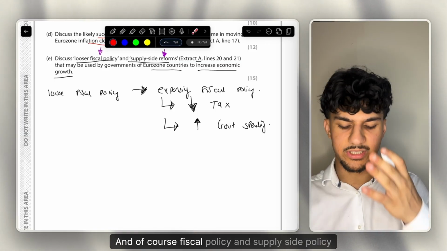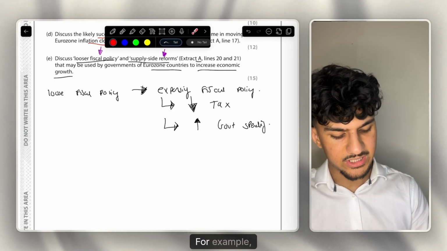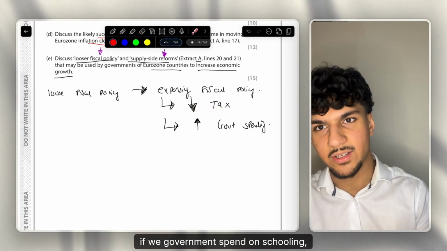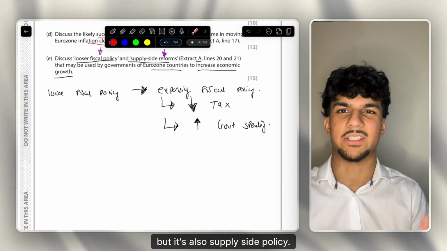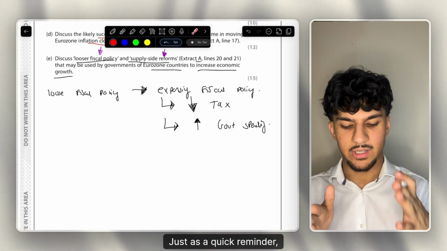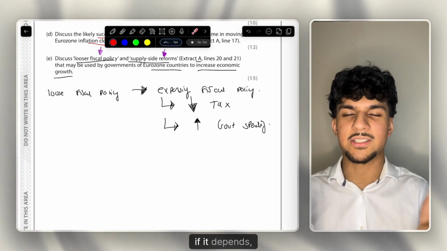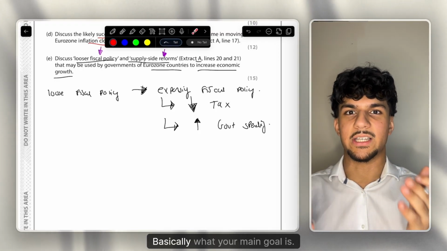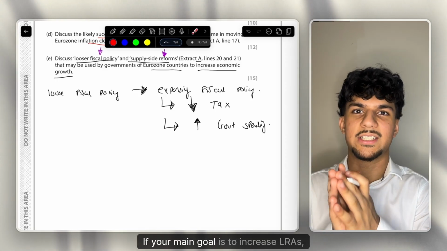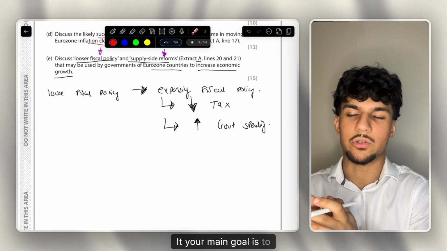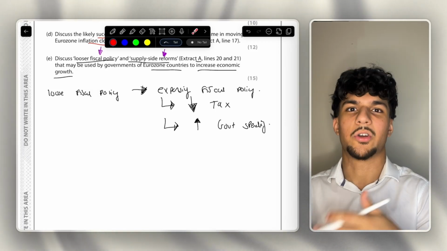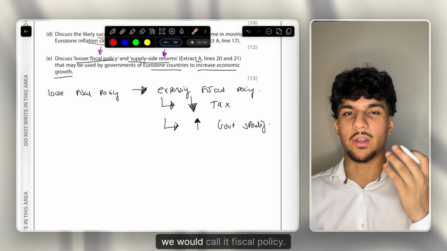And of course, fiscal policy and supply side policy do overlap. For example, if the government spends on schooling, it's still expansionary fiscal policy, but it's also supply side policy. So how do you differentiate them? Just as a quick reminder, it depends on what your main goal is. If your main goal is to increase LRAS, we would call it supply side policy. If your main goal is to stimulate AD, so shift out AD, we would call it fiscal policy.